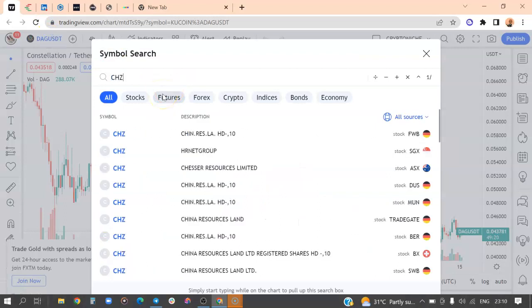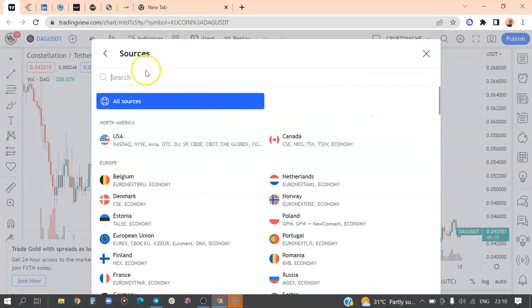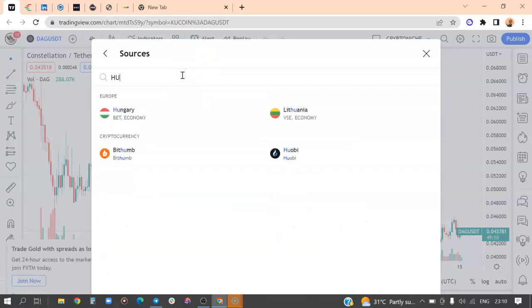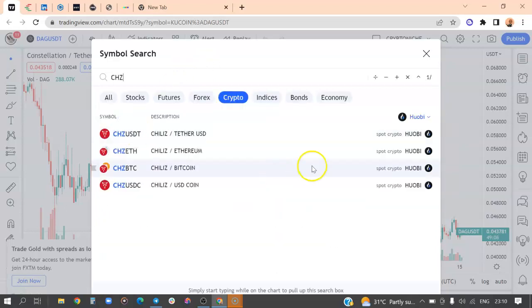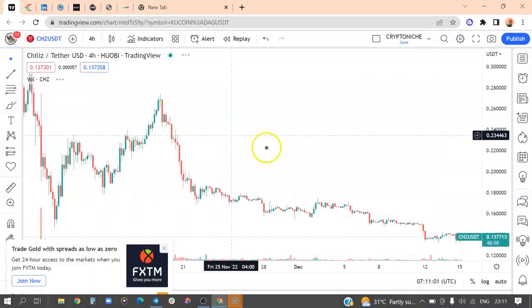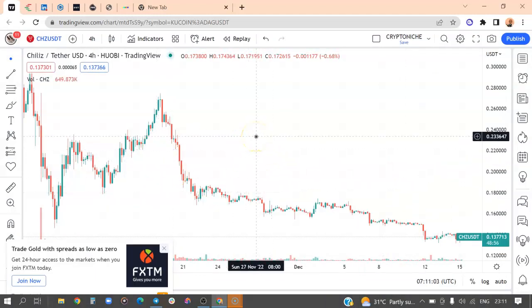Now let's have a look at the Chiliz chart, CHZ. In the crypto markets, we are going to be using OBI as our reference, so we're going to search for OBI. Whenever I'm doing an OBI live stream, I like to load charts directly from OBI Global. Now let's have a look at this chart and have a deeper look. We're going to do some research.